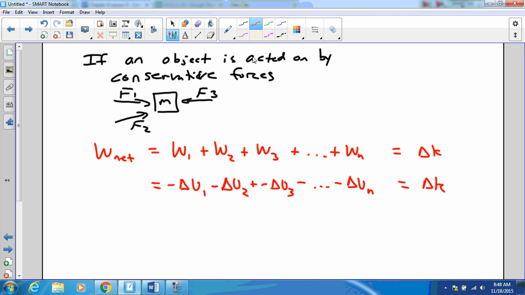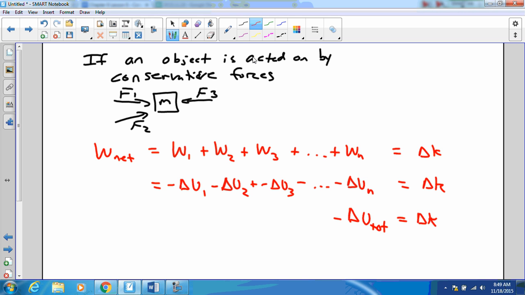And if I now wrap up all of these changes in potential energy as the total change in potential energy, delta U total, then what I find is that the total change in potential energy is equal but opposite to the change in kinetic energy for the object.